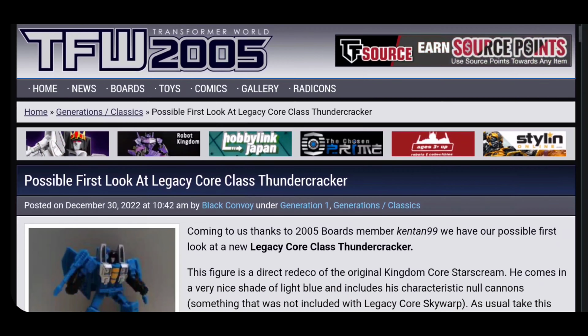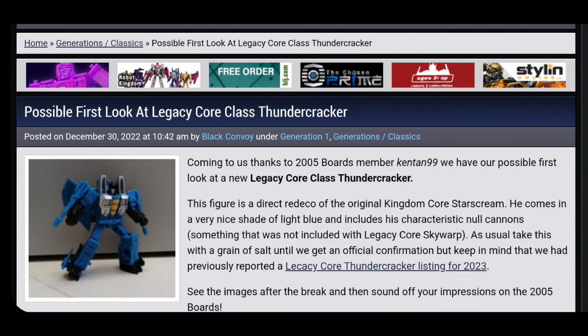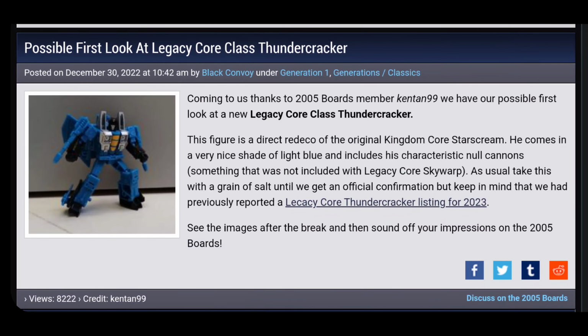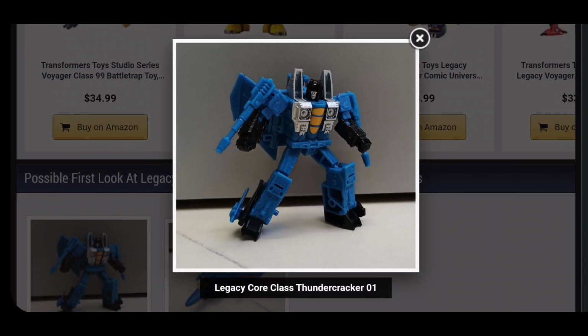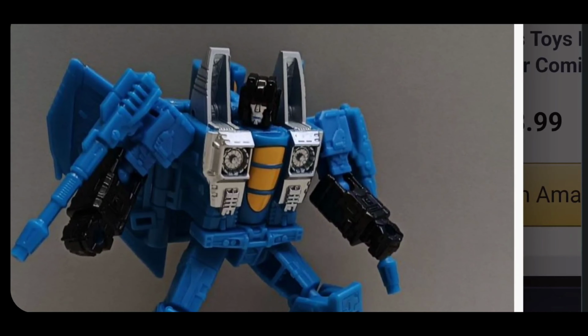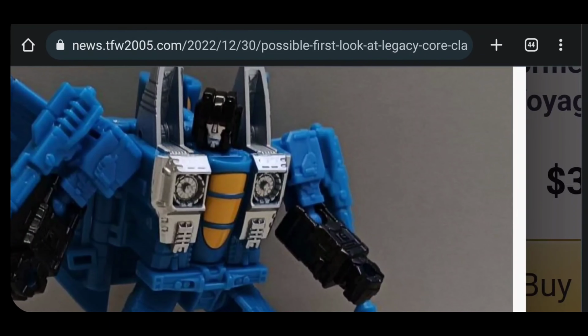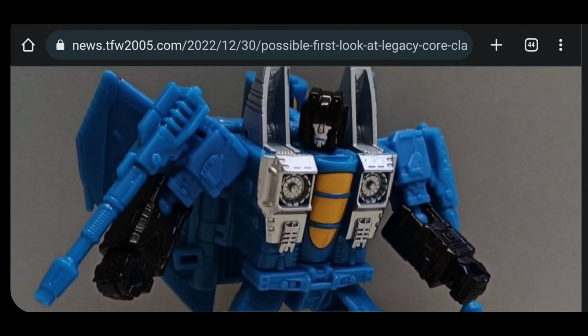Okay, so got some news and updates to talk about today. First up, Legacy Core Class Thundercracker. Now, I think this guy is going to be a part of Wave 2. He's definitely a repaint of Starscream. I don't know if the head is slightly different. Maybe it is, maybe it's not. I'm not sure. But he comes with his Null Rays this time, which is famously missing off of the Legacy Skywarp repaint from earlier in 2022. I almost said earlier this year. Gotta get used to it being 2023 now.